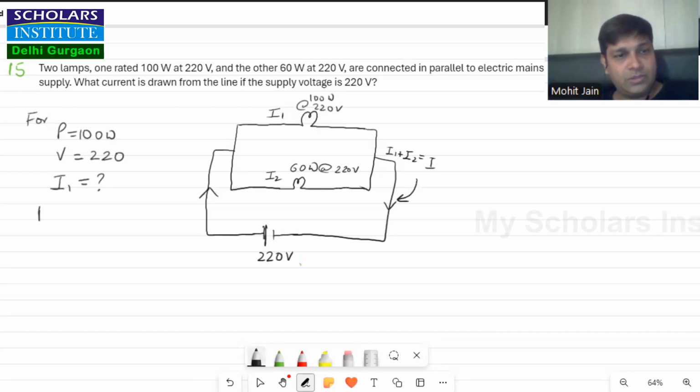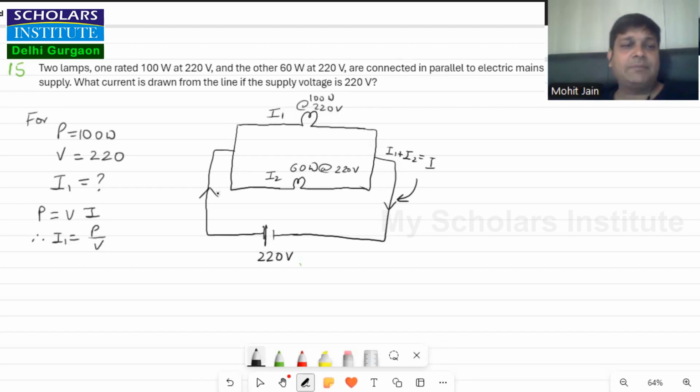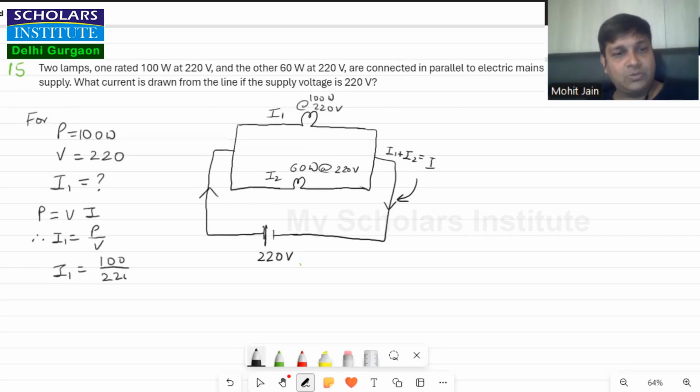So we know that we have a formula for power, which is P is equal to VI. Therefore, I is equal to P by V. Here I can be taken as I1. So I1 will be equal to what? P is 100 and V is 220. So 100 by 220 amperes, or this zero gets cancelled, so it will become 10 by 22 ampere. This is I1.